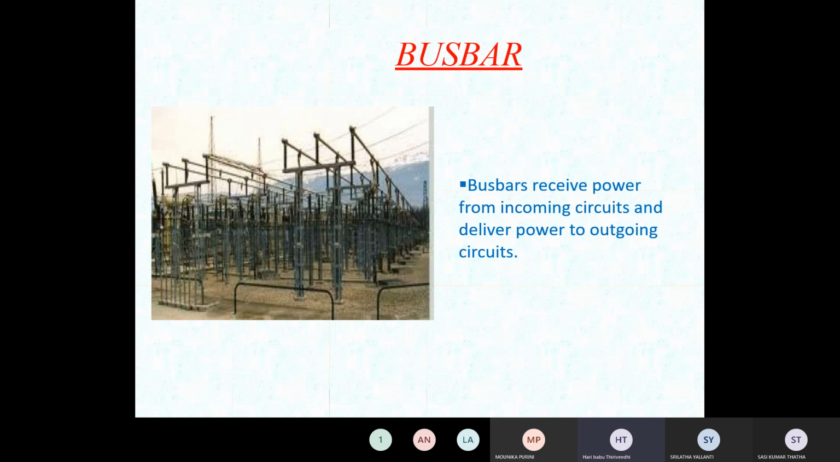These are the bus bars. Bus bars are the main conductors, right? It is a conductor. And we operate at constant voltage.